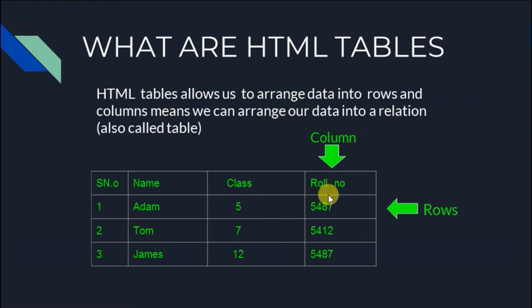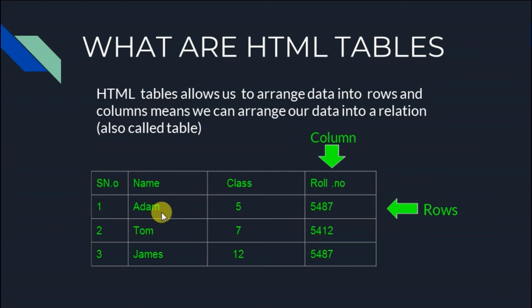If I don't arrange my data in a table form, I will not recognize my data as easily as I want. Suppose I give serial number 3 to James, and James studies in class 12, and this is James's roll number. So simply, tables provide a proper manner to arrange the data. By using this, we can arrange the data in our web pages.